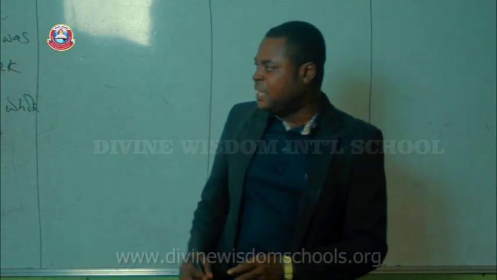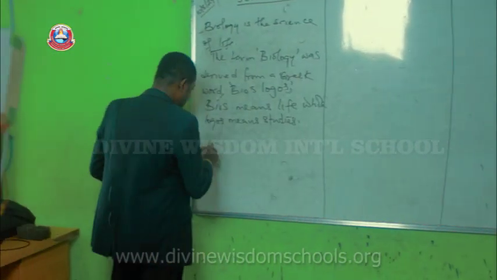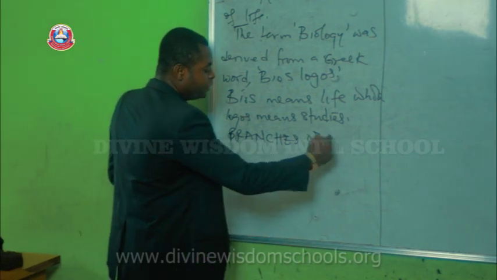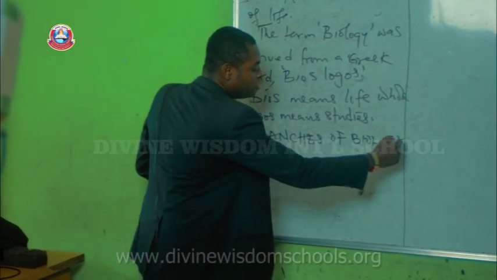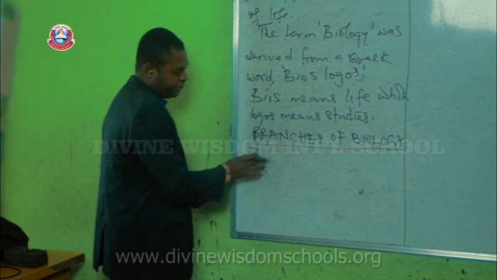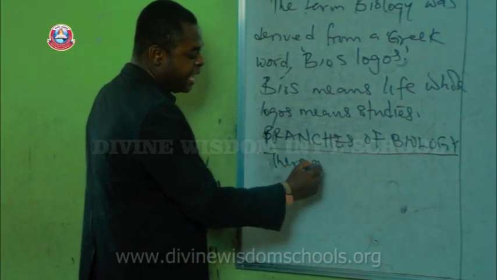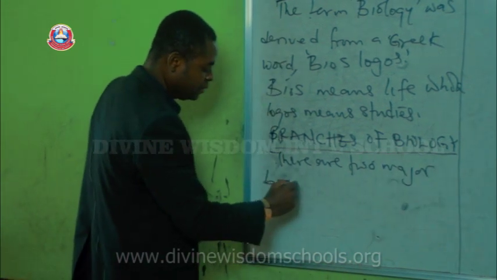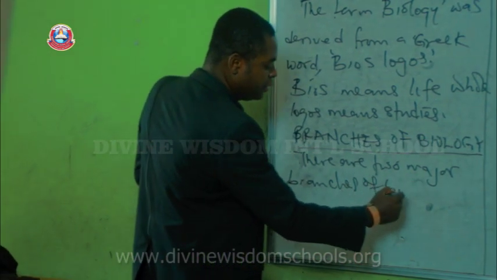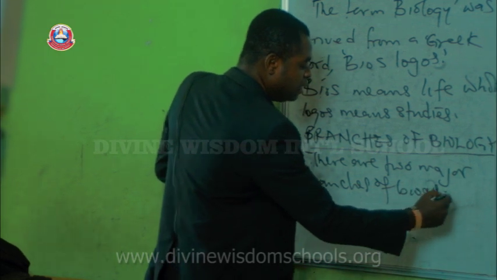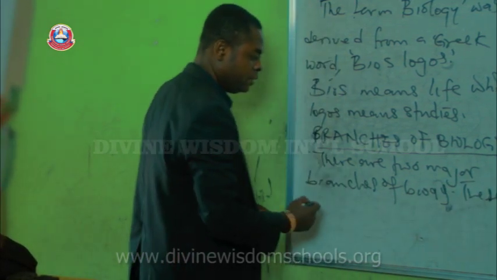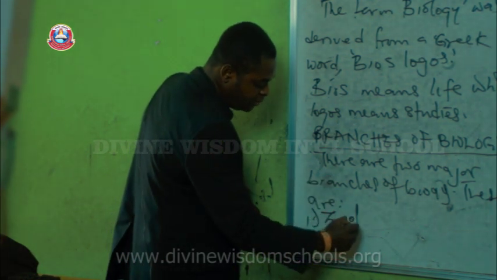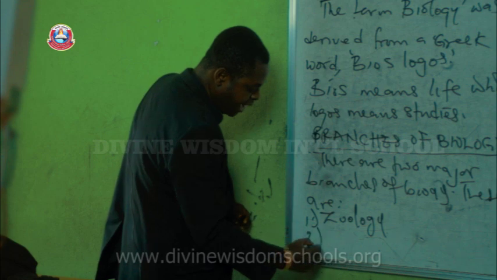Now we will look at the branches of biology. There are two major branches of biology. We have zoology, and we have botany.